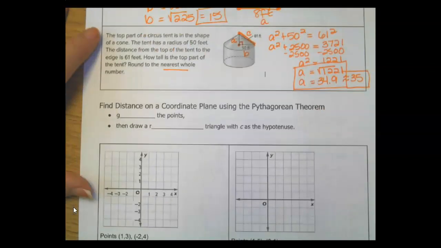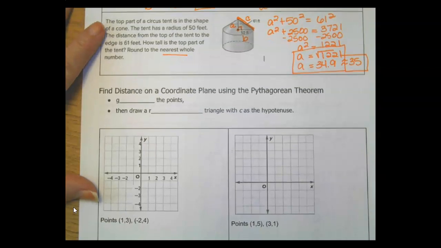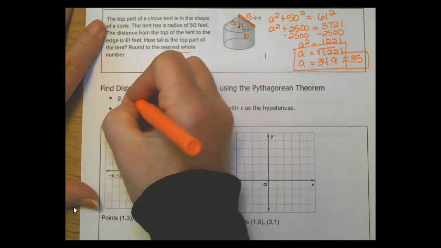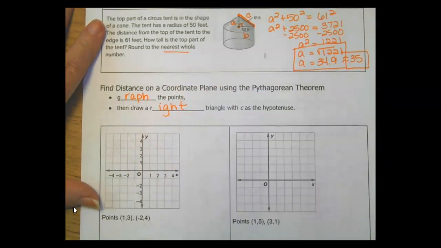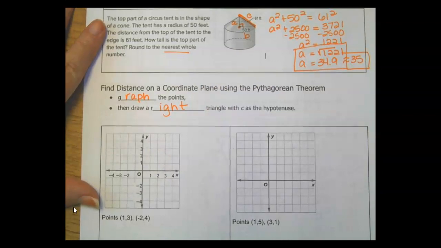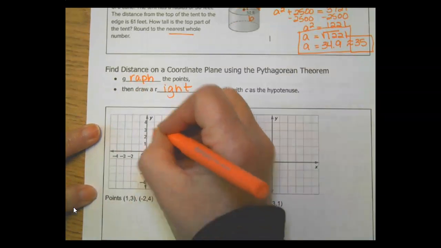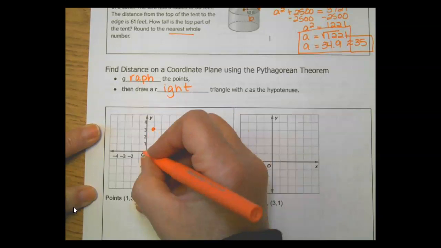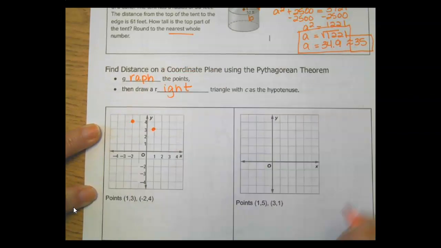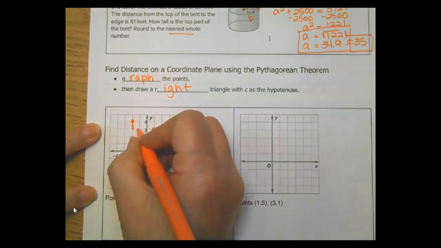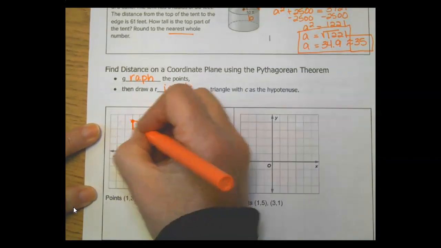Okay, so find the distance on a coordinate plane using the Pythagorean Theorem. So you're going to graph the points, then draw a right triangle, and your right triangle might look different, with C as the hypotenuse. Okay, so let me graph these 2 points, and you'll see this really easily. So 1, 1, 2, 3. -2, 4. Okay, so it's kind of like rise and run or something like that. So we're going to go that way. I went down 1 over 3.